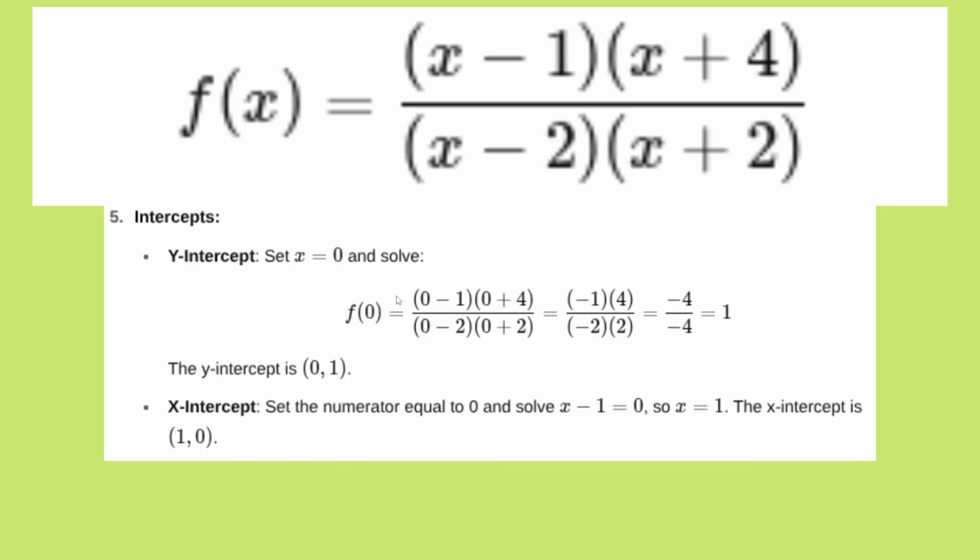Okay, now we have to find the intercepts. Okay, the y-intercept: set x to 0 and solve. So we have y equals 1. Okay, so now we know the y-intercept is (0, 1). Now x-intercept: set the numerator equal to 0 and solve. x minus 1 equals 0, so x equals 1. The x-intercept is (1, 0).